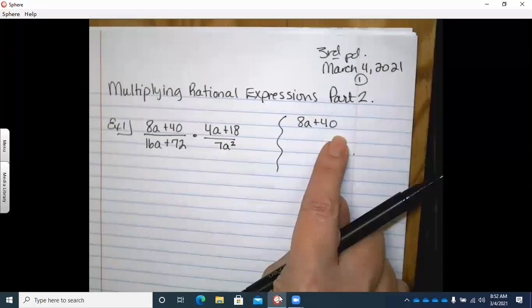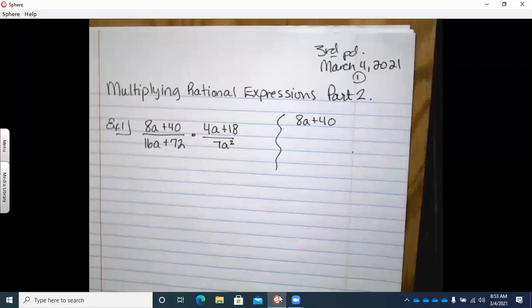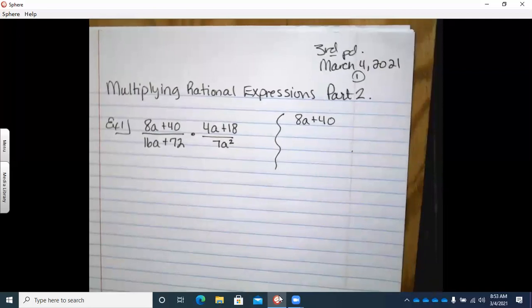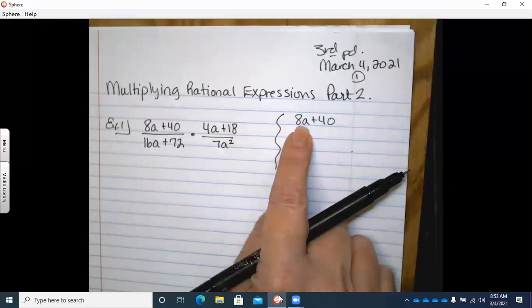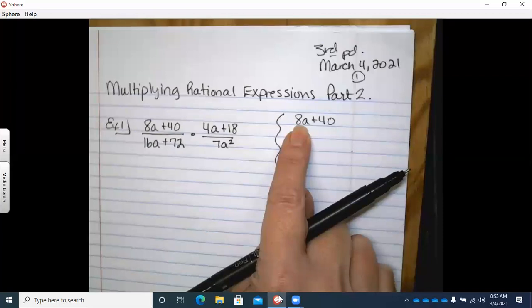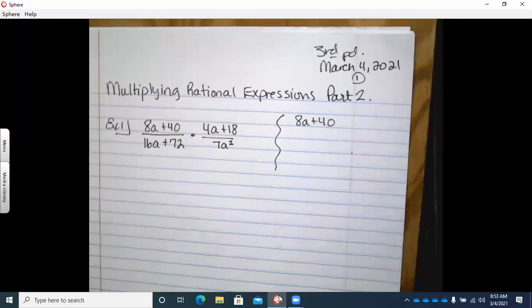Does 8a plus 40 have a GCF? Well, I know 8 and 40 are both even, so 2 is a common factor. What I always do is look at my smallest number. 4 is a common factor. Is that the largest one? What are other factors of 8? We know 2 and 4 and 8. Well, 8 divides into 8a and 40 evenly. 8 times 5 is 40. So we want to take out our greatest common factor. So what is it? 8.